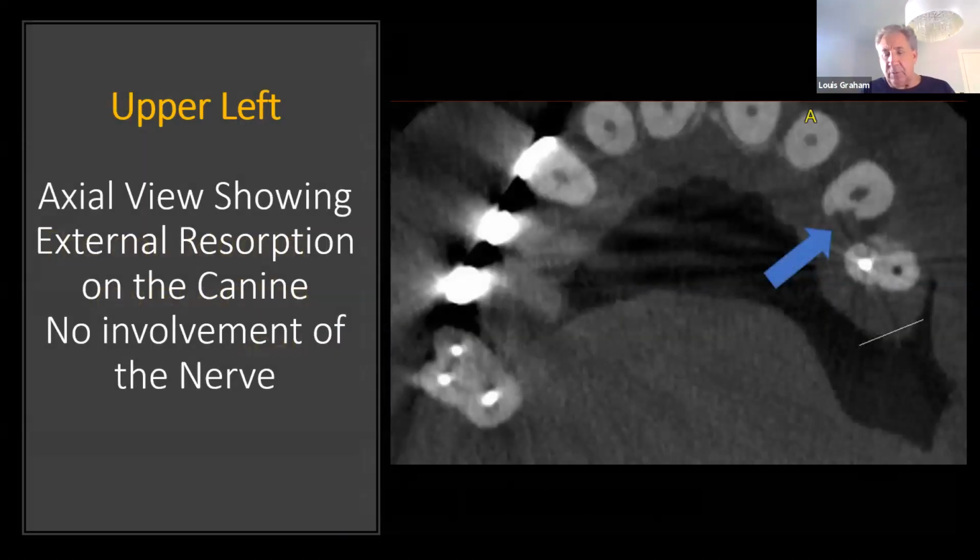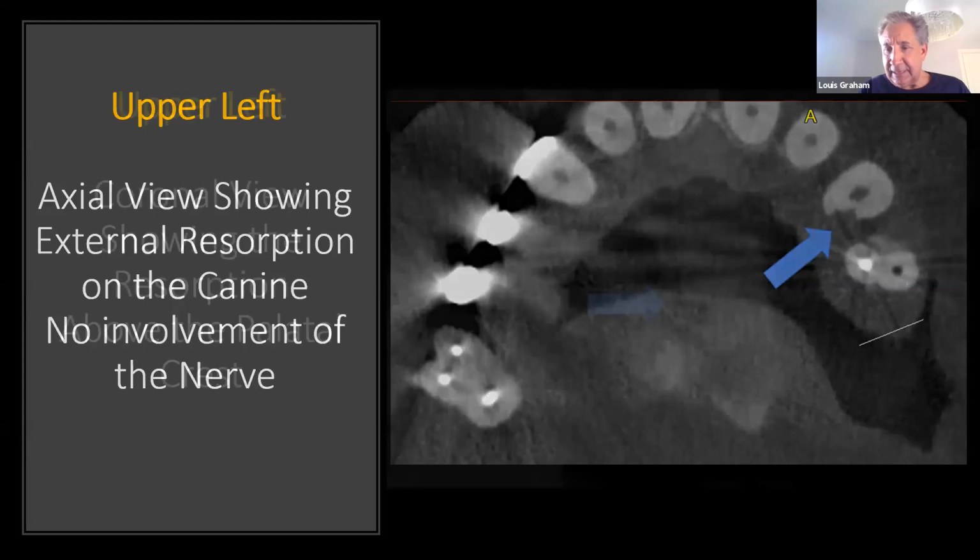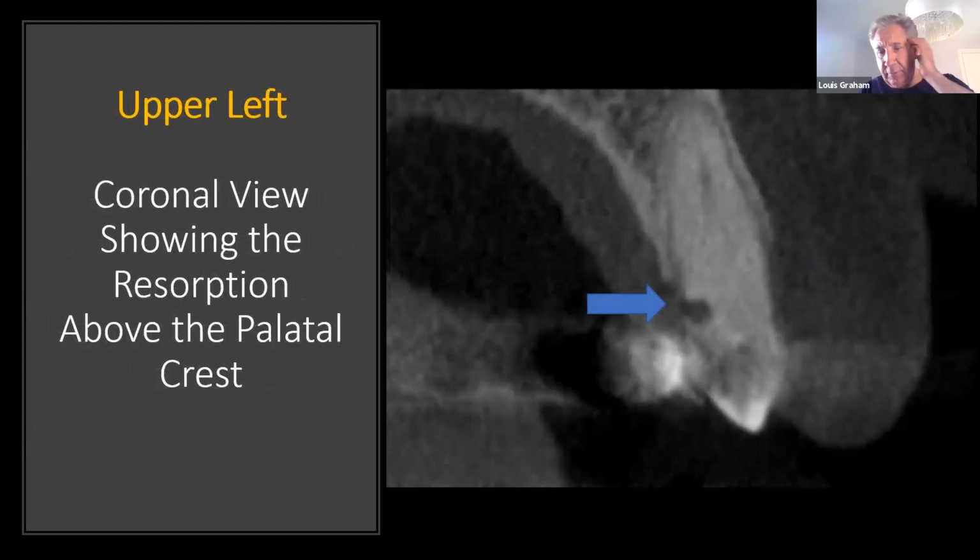Here's the upper left where we saw the resorption. Well, now you know it's on the lingual. It's not involving the nerve yet. Let's take a different view. Here's the coronal view. It tells you I'm above the palatal bone, I'm subgingival, and so if I lay a flap, I know I'm not going to have to remove bone. I love knowing all this.